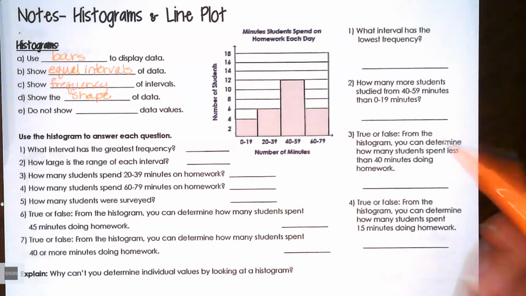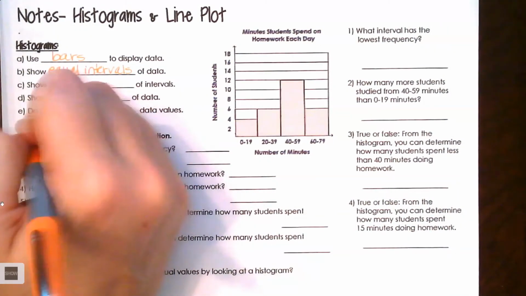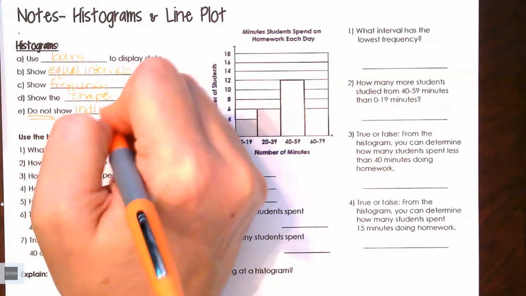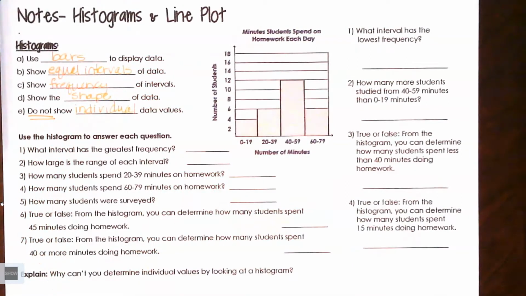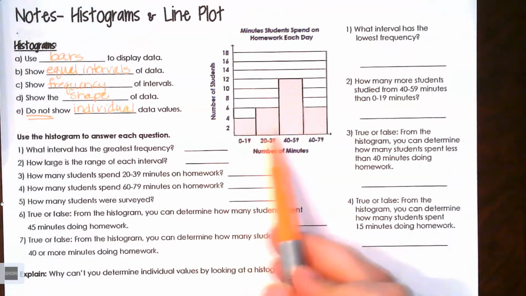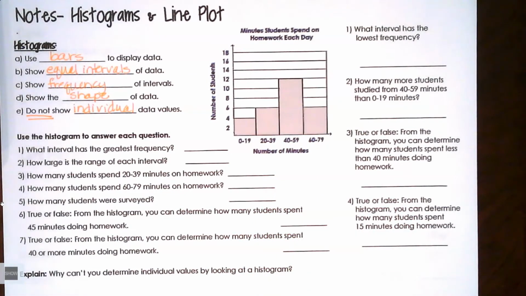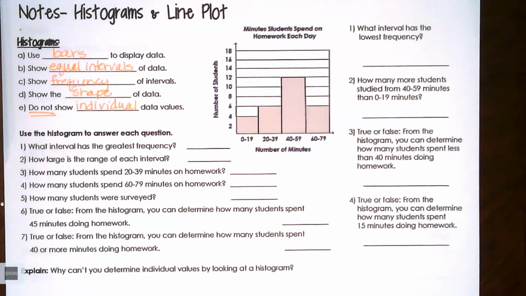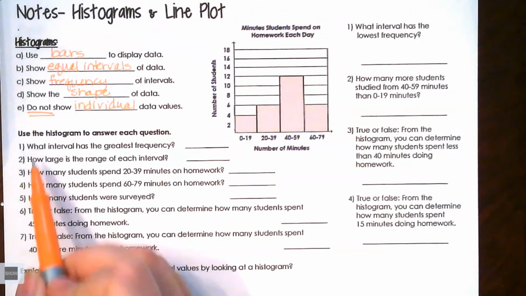But what it does not show, they don't show individual data values. Just like our box and whisker plot did not show individual data values. It just gave us the 5-number summary. Here, it's grouping them within an interval. Alright, so we're going to focus more on reading and interpreting histograms for this session. And I think you're going to see they're not as difficult as you might have thought. Alright, let's jump on in.